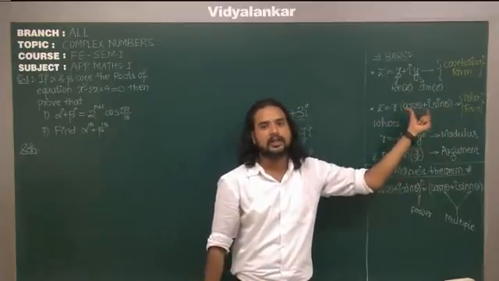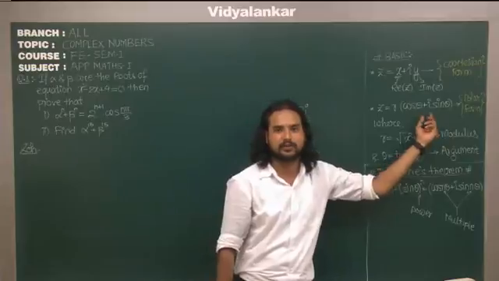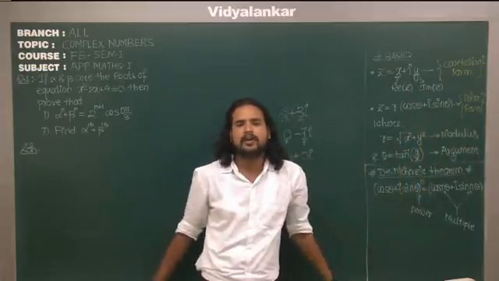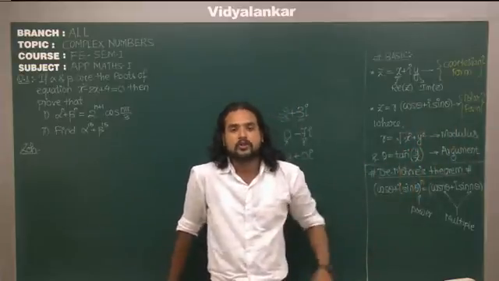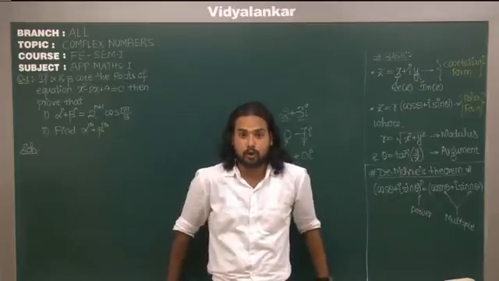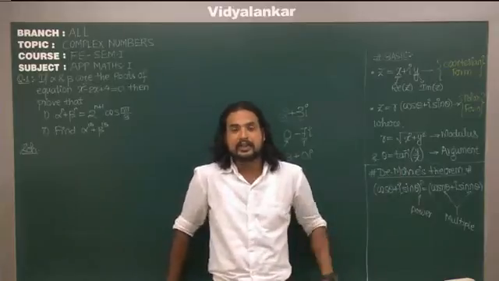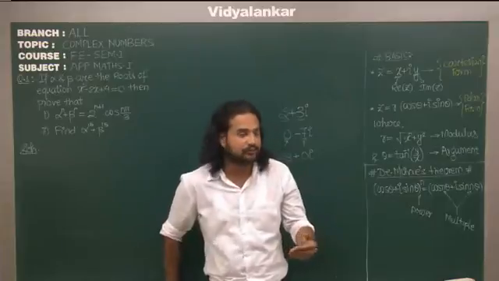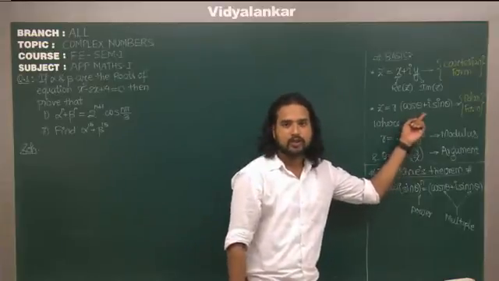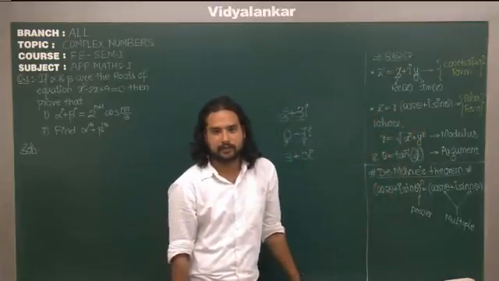So r into cos theta plus i sin theta. Now this we call polar form. Why do we need polar form? Because if you want to solve complex numbers in practice, it is more and more easy if you apply polar form. So that's why we need to understand this form as well.